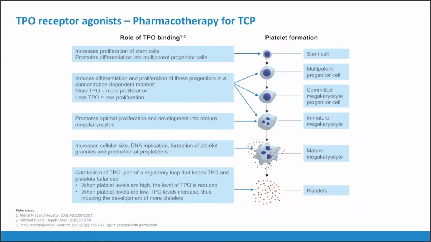TPO-RAs are agonists of the thrombopoietin receptor. And the thrombopoietin receptor is the big on switch which the body requires to start to generate platelets. So these drugs are artificially produced potent agonists for the thrombopoietin receptor, and they give a good hard prod to the bone marrow effectively to make it produce more platelets from the megakaryocytes.